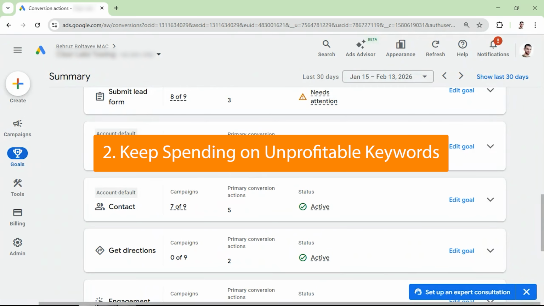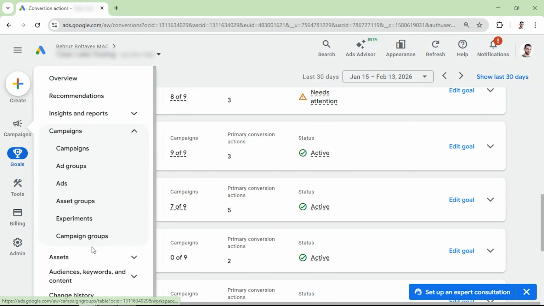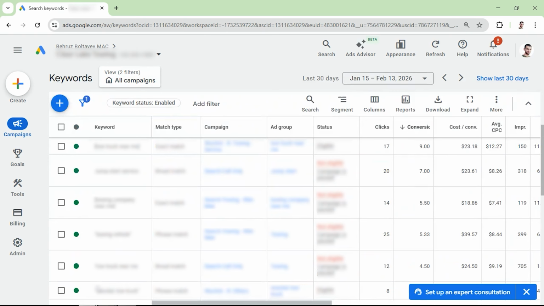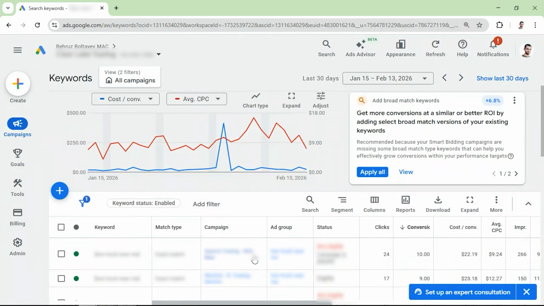And the next thing on our list, you might be spending more and more on unprofitable keywords. So you can go to the target keywords section. That's one way of analyzing it. If you see it from here, certain keywords can be more profitable than others. And you can look at the data.